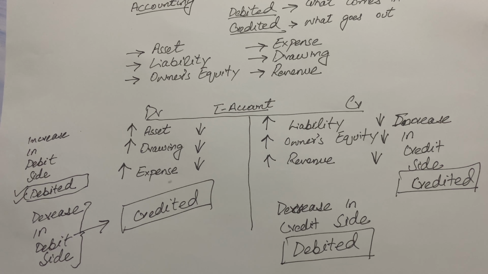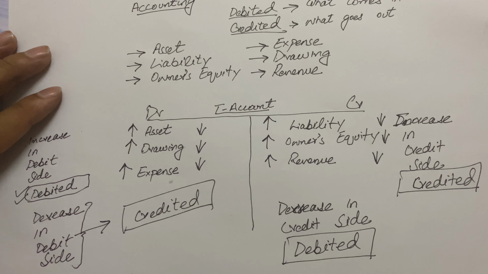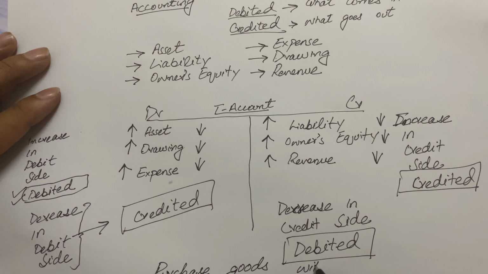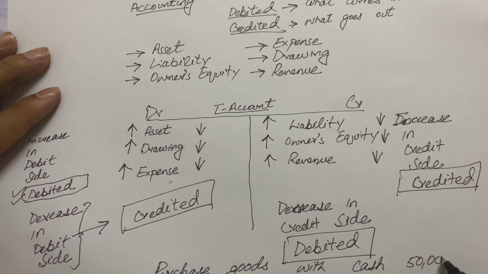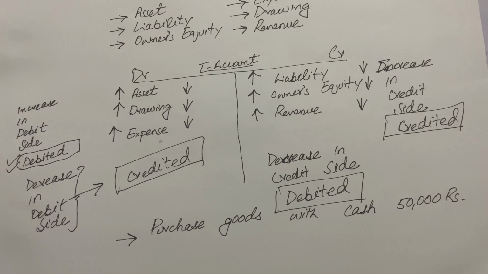All these concepts and logics that we have explained out here, we will identify with the help of an example. Purchase goods with cash 50,000 rupees. Assume that we have purchased goods for the business with cash of 50,000 rupees.